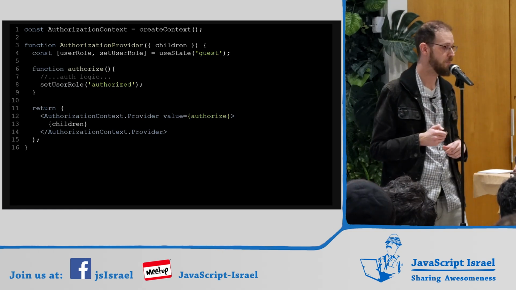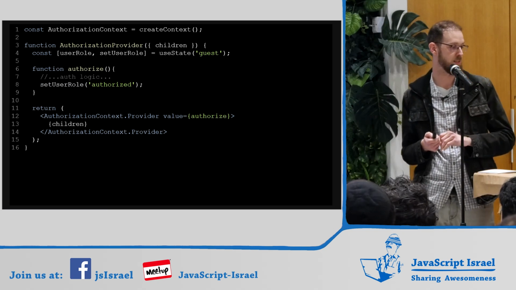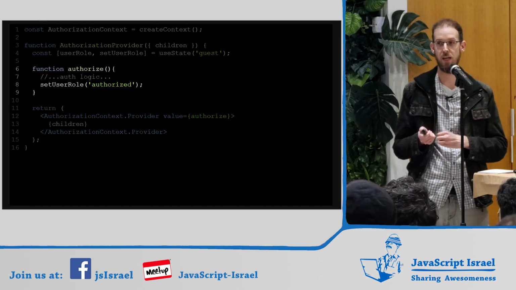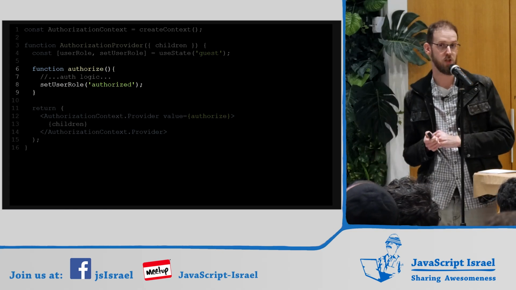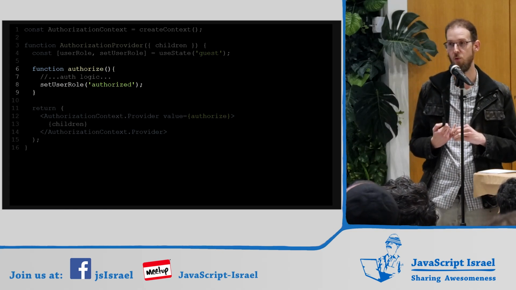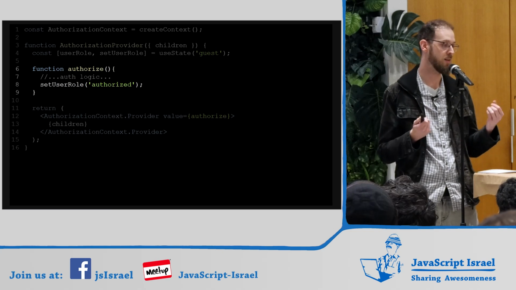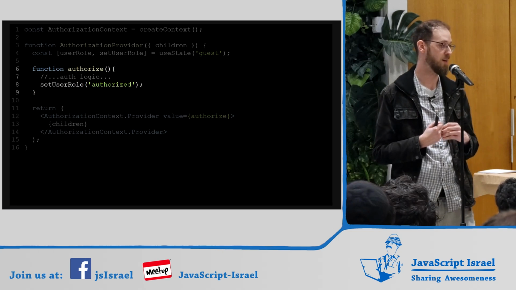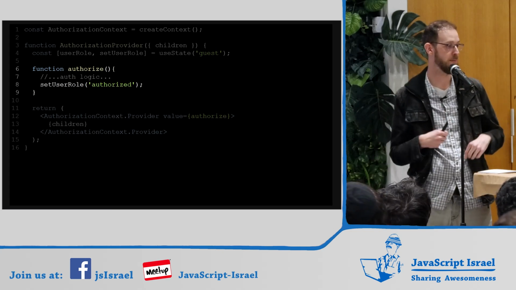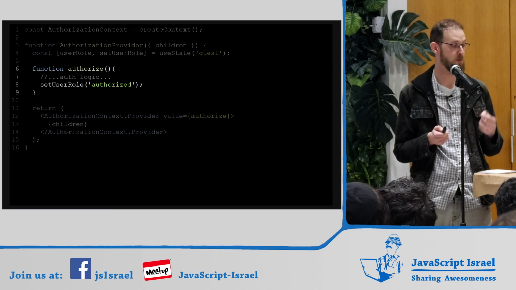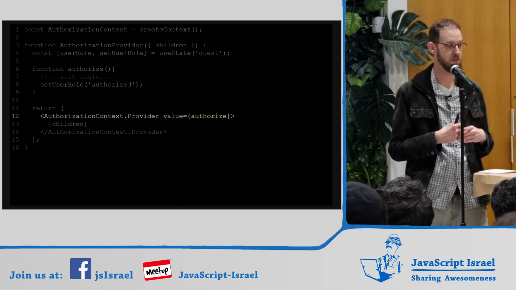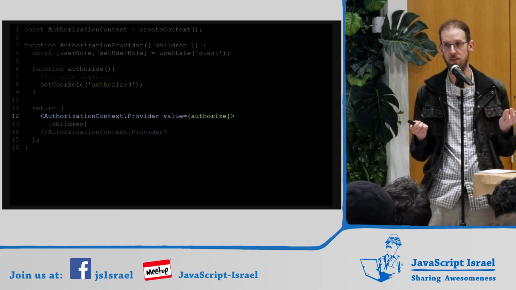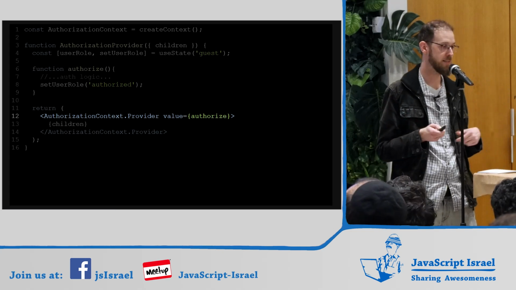Here's another example. Let's say you have this function, authorize, which gets passed down to context. Again, because this function gets redeclared every time the context is being rendered, you pass that reference that changes to the context consumers, and again, you get tons of re-renders, even though the function itself hasn't changed.